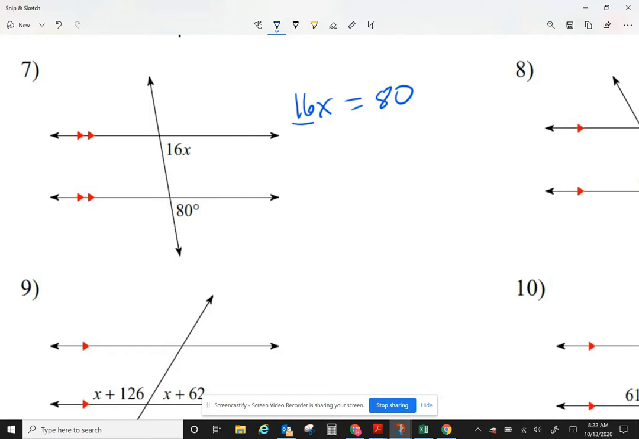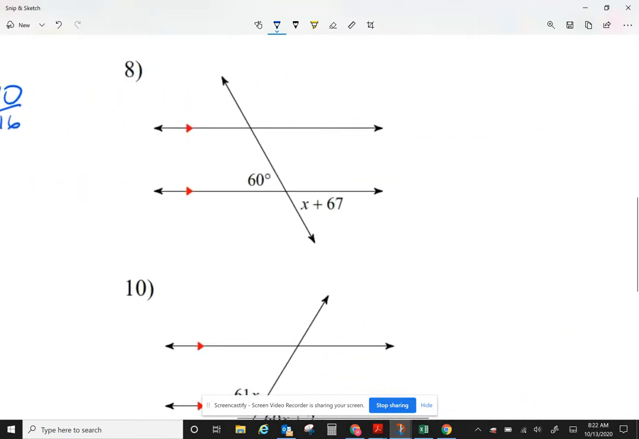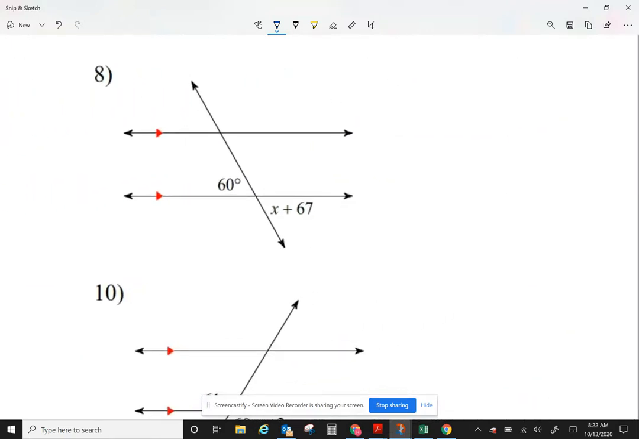In this case, let me divide both sides by 16. X in this case is 5. For the homework, don't type in x equals 5, just type in 5, just the number. Let's take a look at question number 8. In this case, I have an example of vertical angles. Now, vertical angles, I know I have to let them equal each other. So I'm just going to say 60 is equal to x plus 67.